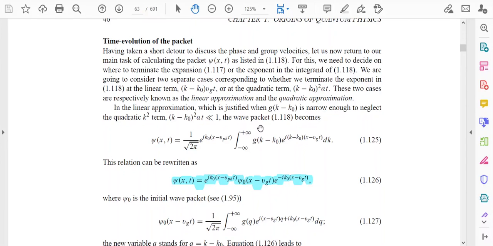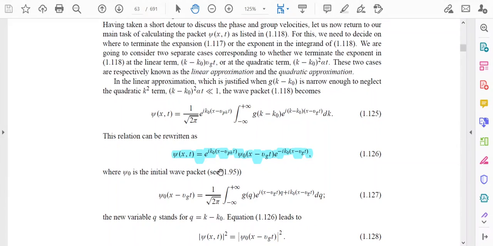So that equation can now be written in this way: psi(x,t) is equal to 1 by root 2 pi, e to the power i(k0 x minus omega_0 t), integral from minus infinity to plus infinity of g(k minus k0) e to the power i(k minus k0)(x minus v_g t) dk. So we have only taken the linear term. Now equation 1.125 can be written again in this way: psi(x,t) is equal to e to the power i(k0 x minus omega_0 t) into psi_0(x minus v_g t) into e to the power minus i k0 (x minus v_g t).